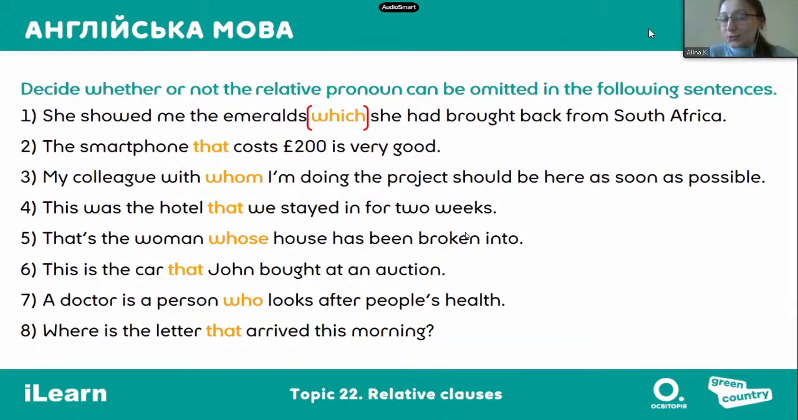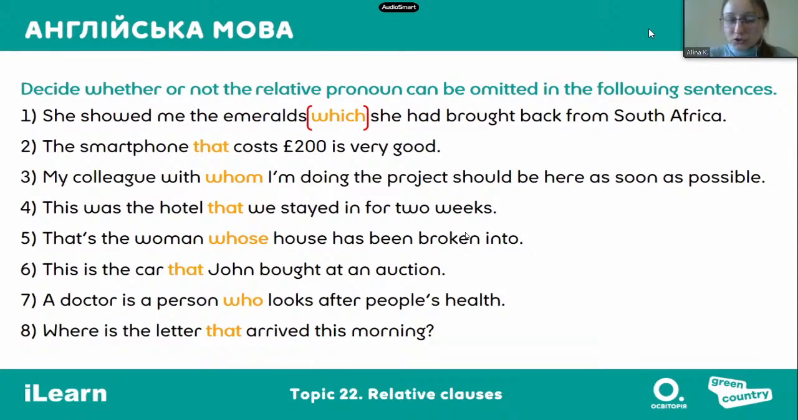Тобто в даному випадку which у нас виступає додатком, да? Після нього йде інший, там у нас в даному випадку займенник she, і далі вже дієслово. В цьому випадку ми можемо його опустити. Let's go to number 2. The smartphone that cost £200 is very good.